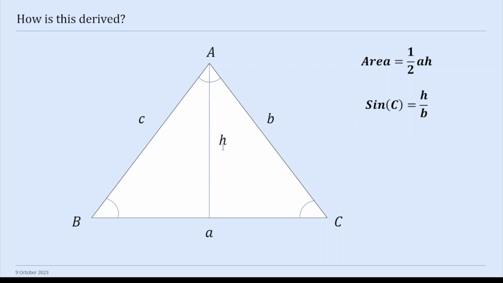Sine C is opposite over hypotenuse, H over B. Multiply both sides by B, and swap sides: H equals B sine C. Then we can substitute for H up here. Area equals a half A times B sine C, which is the result.